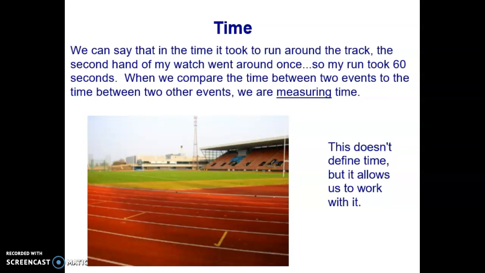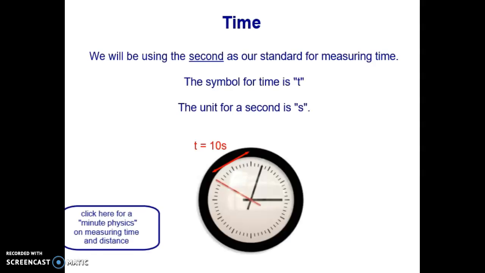When we talk about measuring time in an equation, time is going to be represented by the letter t, lowercase t. Whenever we measure time, time will be measured in seconds, which is s. So a good measurement of time would be t equals 10 s, which is time equals 10 seconds.